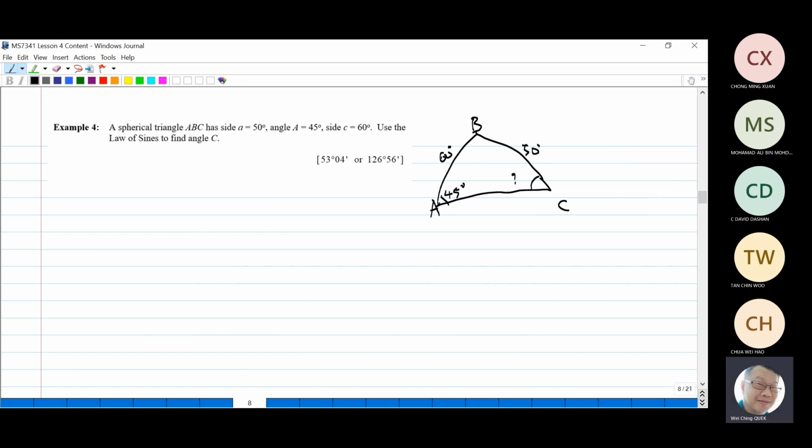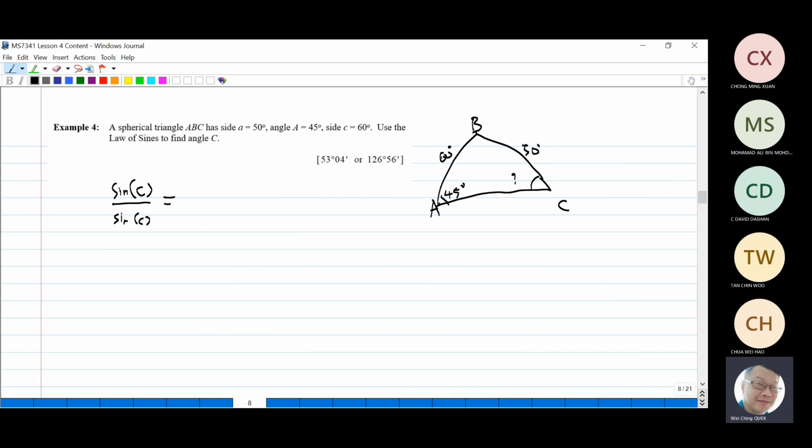Okay, so let's try. I can use the sine law. So you start with sine. I want sine of angle C, right? So you can start with sine of angle C over sine of side C, right? Use the sine law for spherical triangle.